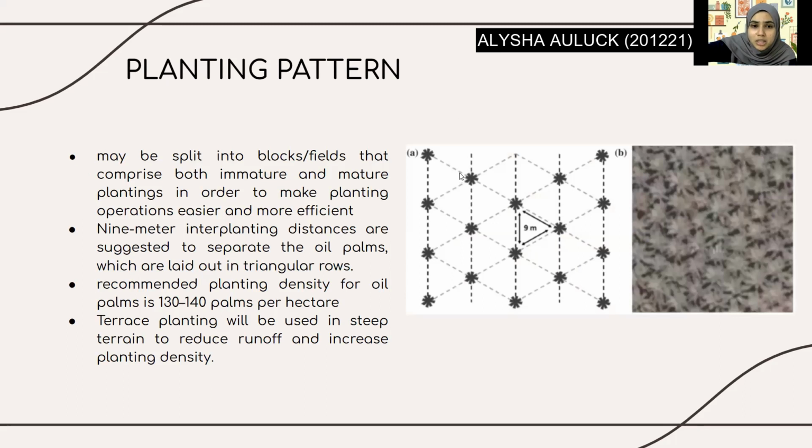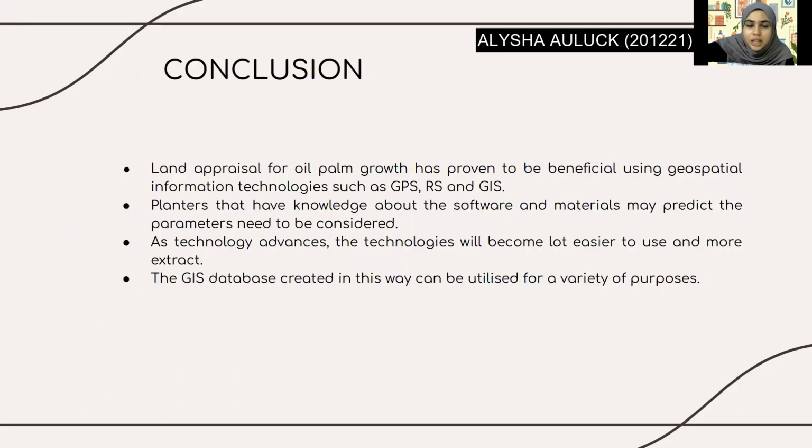Next is the planting pattern suggested for the oil palm plantation. It may be split into blocks or fields that comprise both immature and mature plantings in order to make planting operations easier and more efficient. A 9-meter interplanting distance is suggested to separate the oil palms, which are laid out in triangular rows. It is recommended that the planting density for oil palms is 130 until 140 palms per hectare, and terrace planting will be used in steep terrain to reduce the runoff and increase planting density.